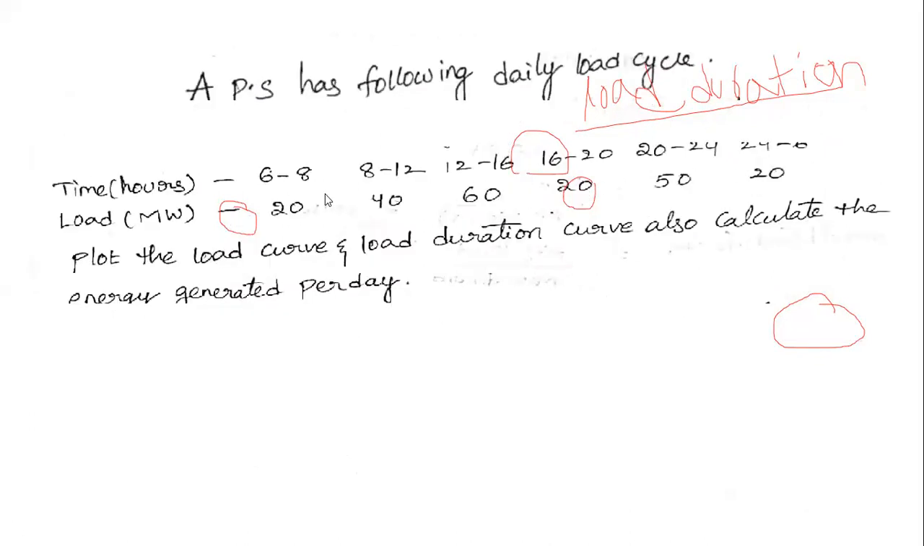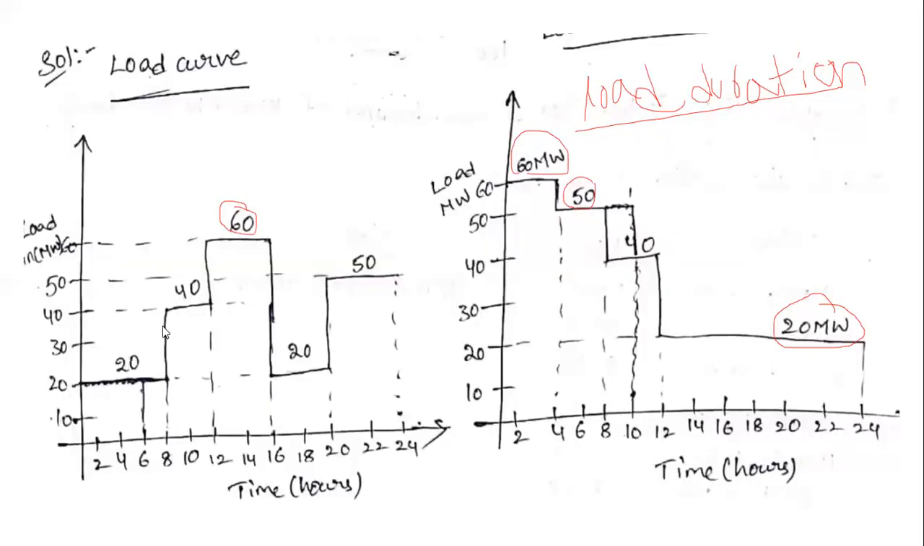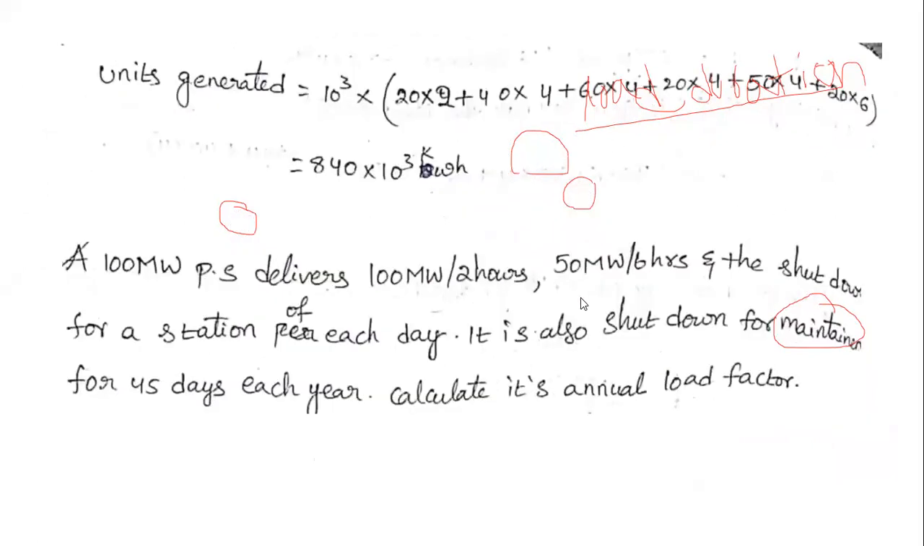By using this given data, we can easily draw that load curve. Next, by using this load curve, we easily draw the load duration curve and then count the highest peak and how many hours that will be uptime. By understanding those terms, we can easily draw the load duration curve. This is the difference between the load curve and the load duration curve.